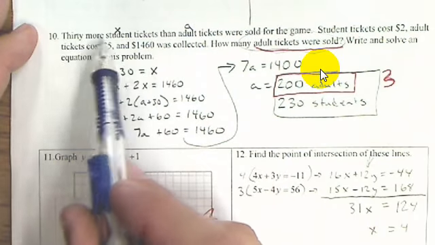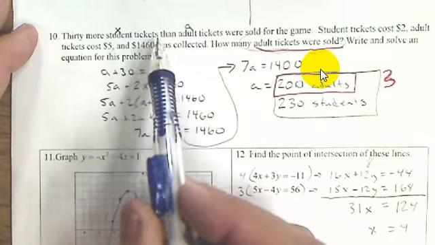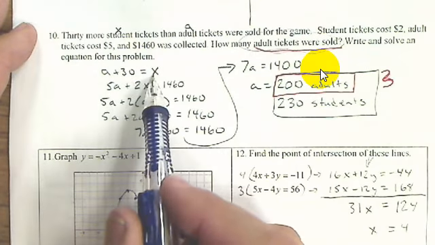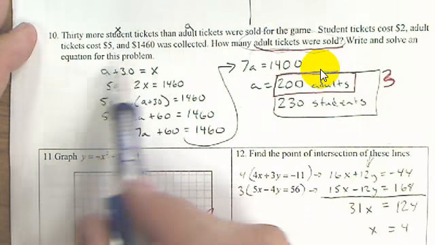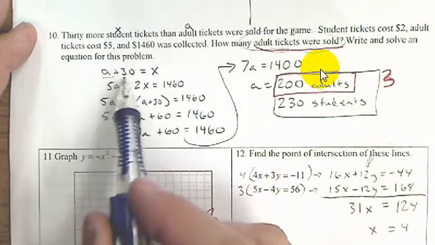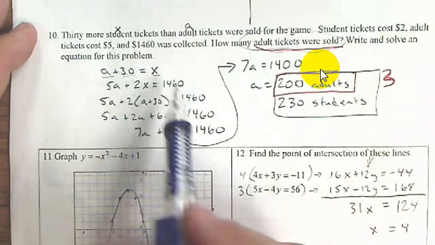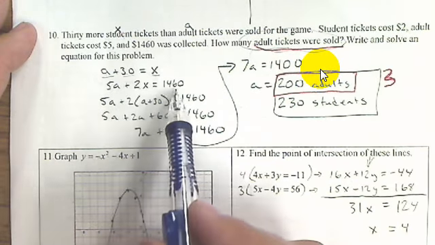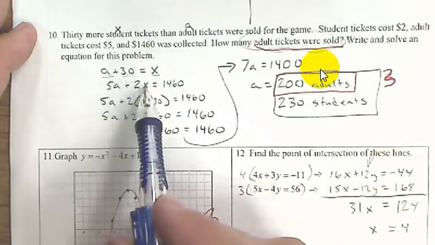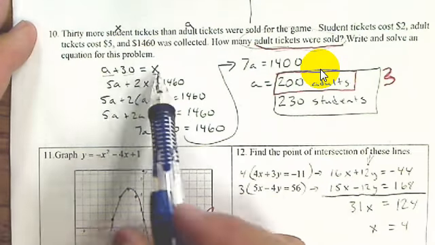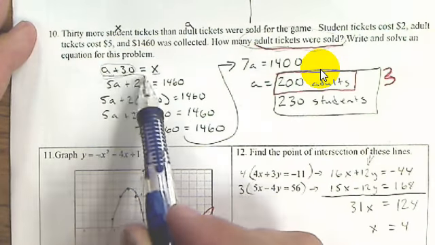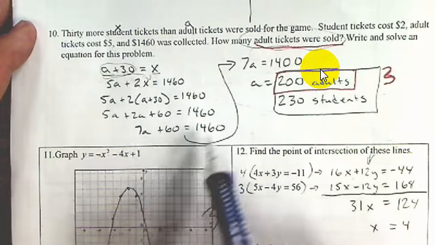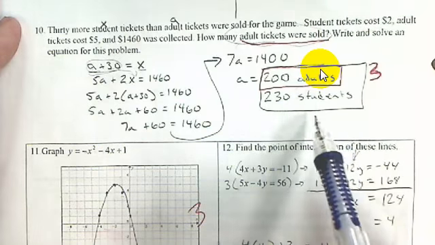Let's see. 30 more students than adults. Okay, so my students is the big number, so I have to add 30 to the adults to make them the same. So I take the adults, add 30, and it'll be the bigger number. $5 for every adult, $2 for every student, and that's a total money plus money equals money. I substituted this guy in for the x. That's how I got this equation, and I just solved it. Distribute, combine like terms, and I needed the adults and students.